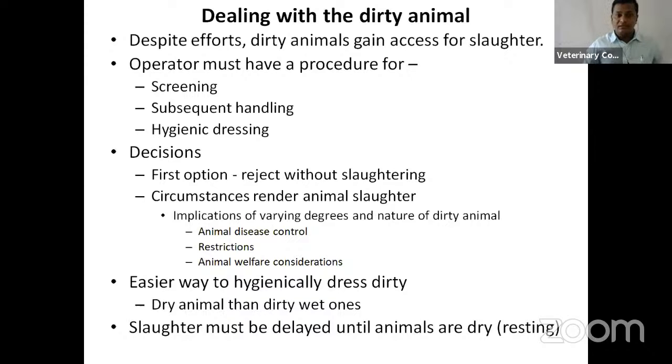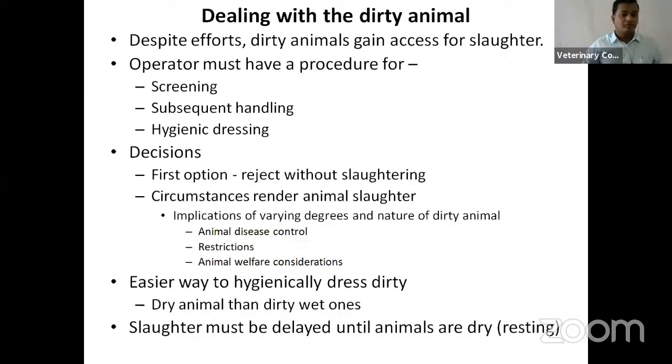Second component is subsequent handling. A dirty animal has come. How are you going to handle that? Are you going to reject that, or are you going to permit that? When are you going to permit? Is it in the beginning, during the routine slaughter process, or at the end? That decision has to be taken. How you handle that animal that has already arrived and you feel that it is dirty. Then the hygienic dressing: destining such animal for slaughter and taking care of all those precautions thereafter. That's what is hygienic dressing.